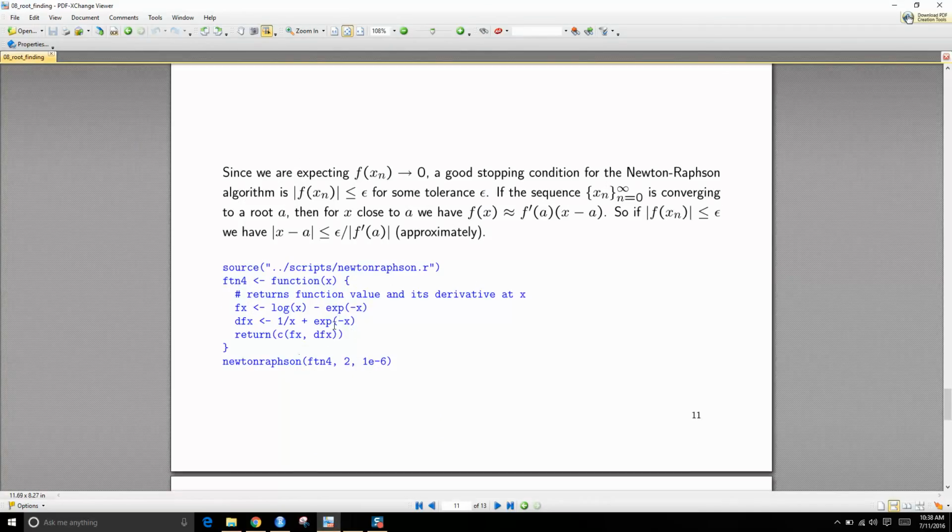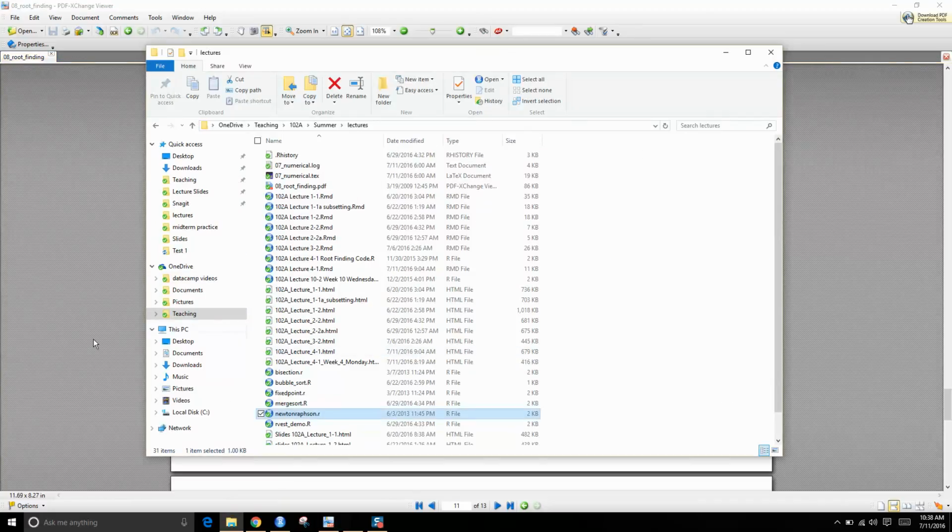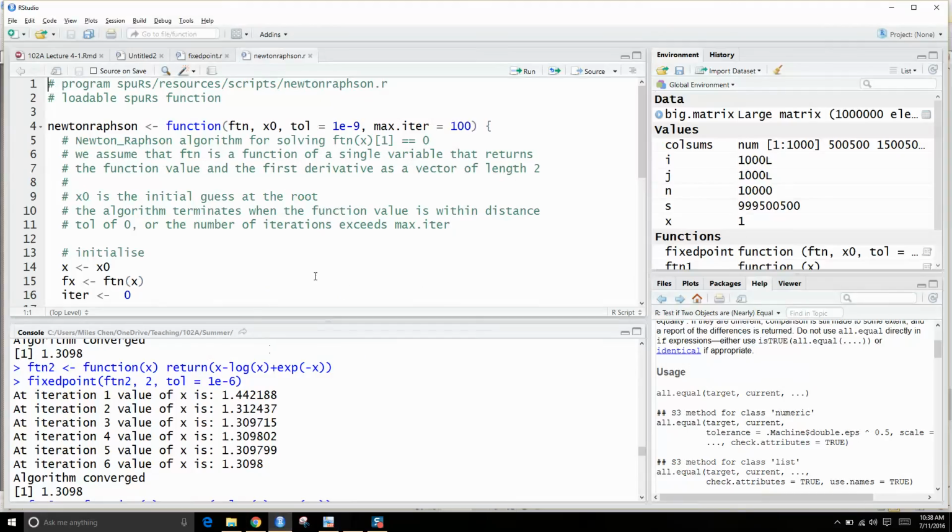Okay, and so when we write the function for Newton-Raphson, it returns the function and the derivative. This is the key part here: when we're writing the function, we need to return the function and its derivative.